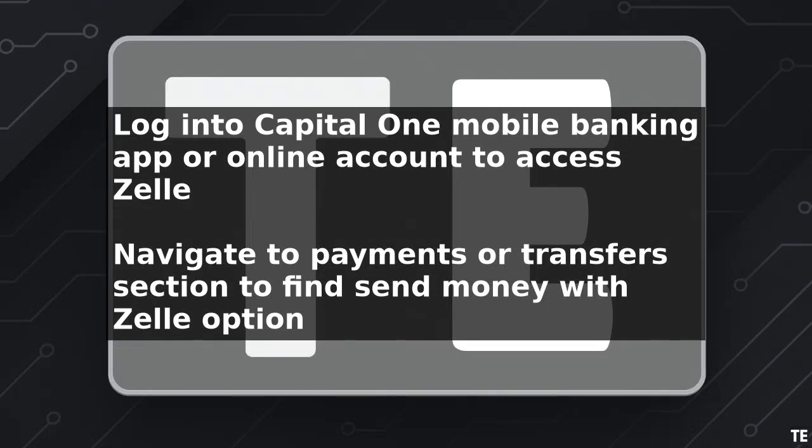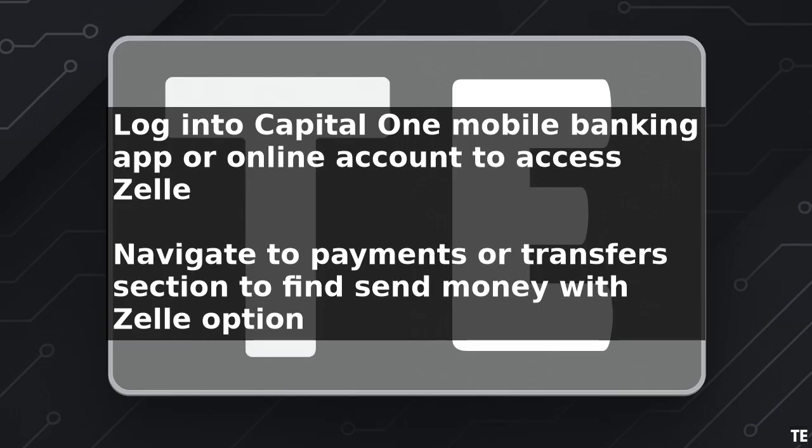To use Zelle in Capital One, start by logging into your Capital One mobile banking app or online account. Once you are logged in, navigate to the Payments or Transfers section, where you will find the option to send money with Zelle.